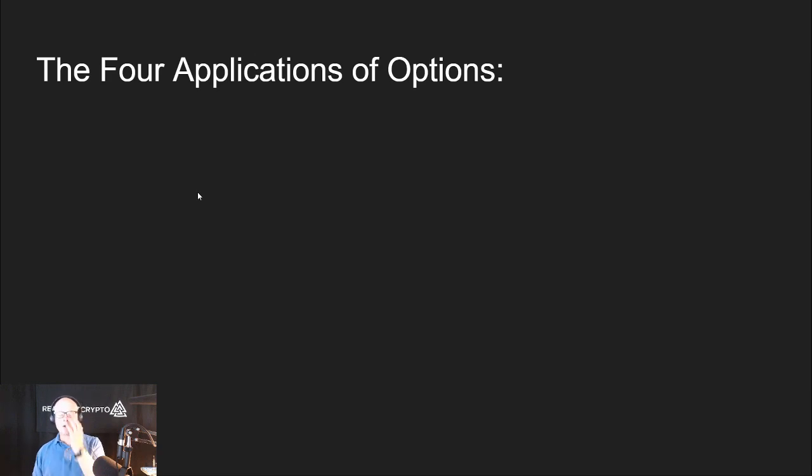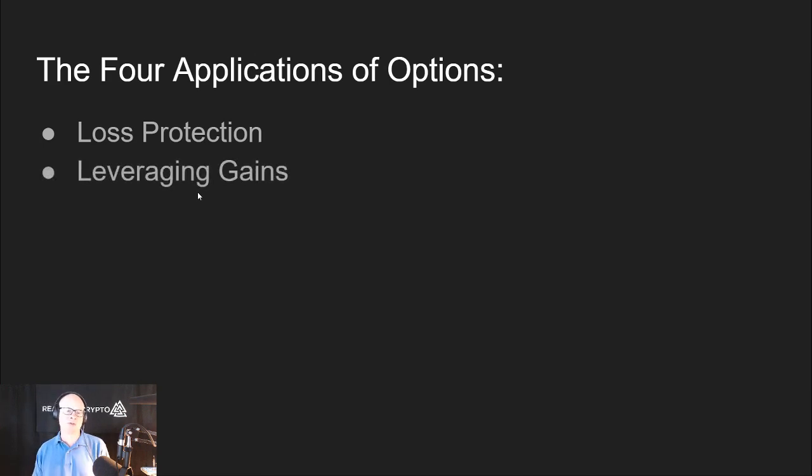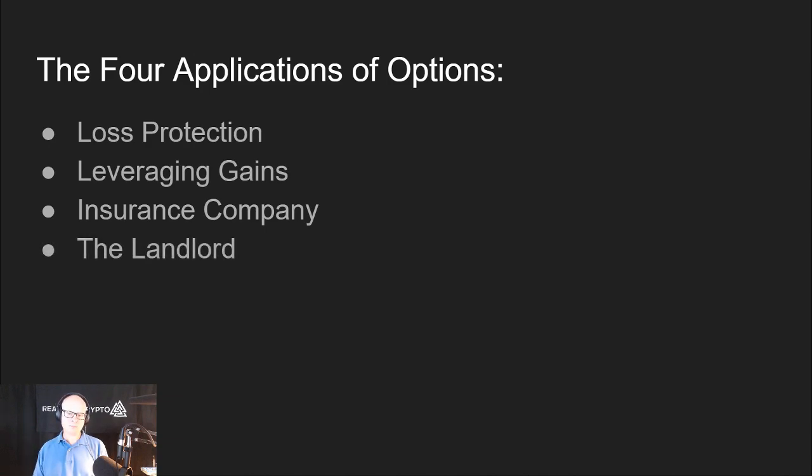Okay, so we frame everything within the 4 applications of options, which is what I talked about last week. Number 1, loss protection, or buying long puts. Number 2 was leveraging gains, or buying long options, or long calls in this case. The insurance company application, which was selling puts to create income. And finally, the landlord application, where you're selling calls against an asset that you already own. Those are the 4 things that we are keeping as our bedrock, so that we can anchor those into applications to use.